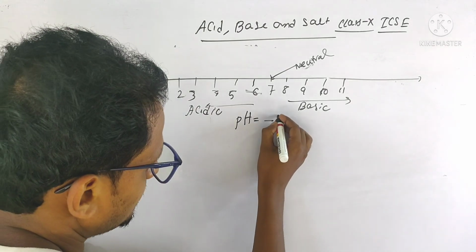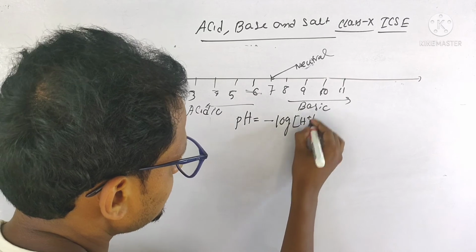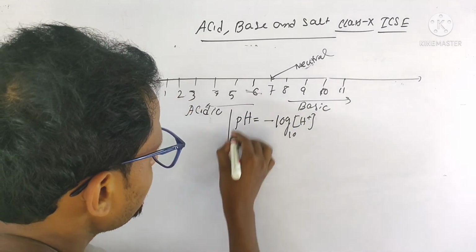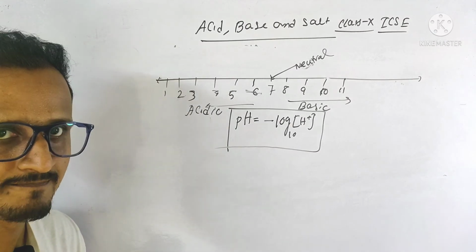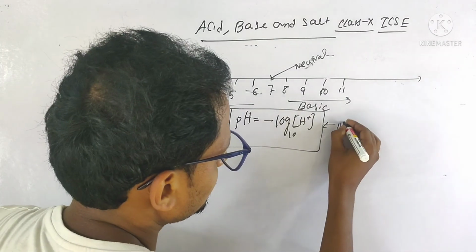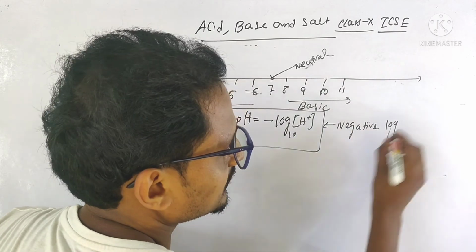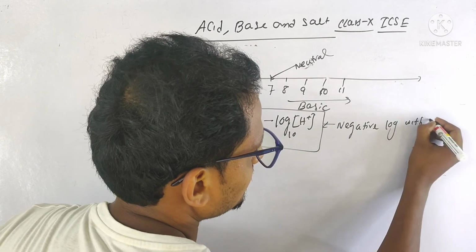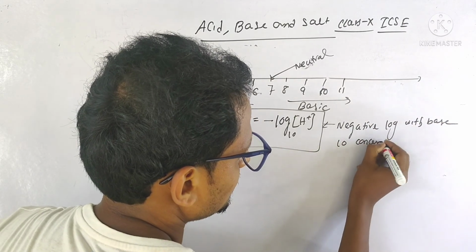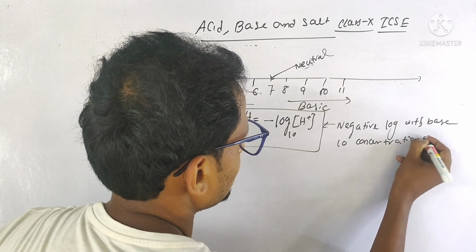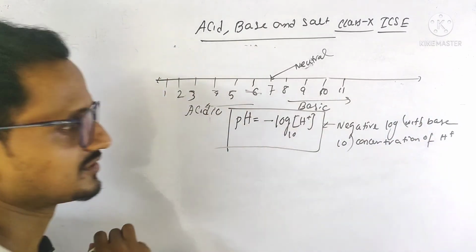from this formula. pH equals negative logarithm of concentration of H plus. So actually pH is this one: negative logarithm with base 10 of the concentration of H plus.